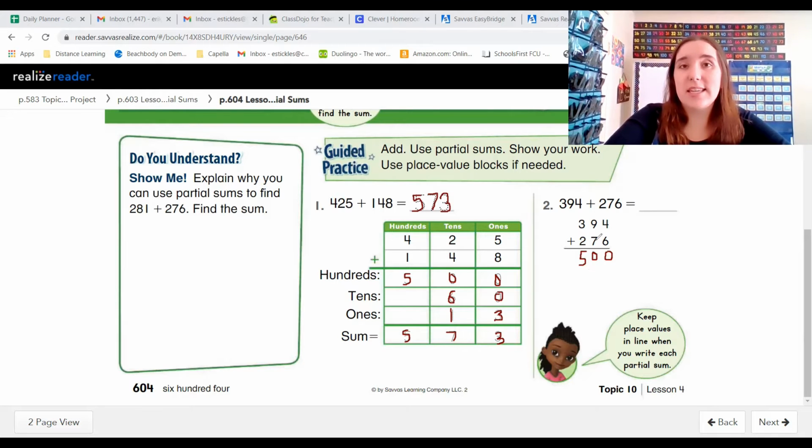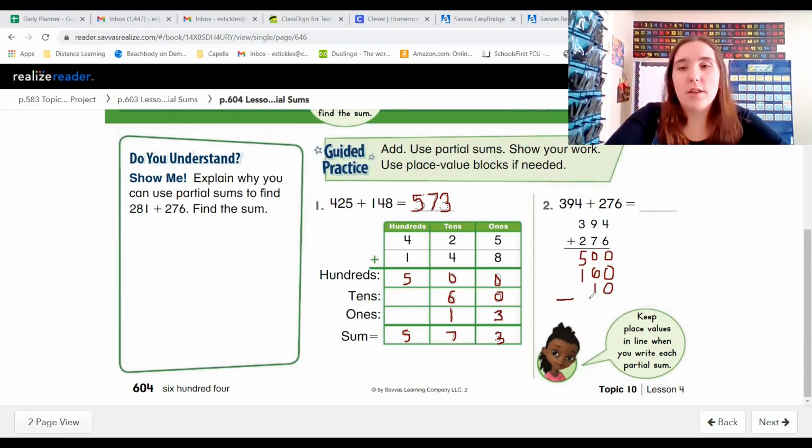16, so that's 16 tens, which is 160. So there's 100, 6 tens, and 0 ones in 160. And then we have 4 ones plus 6 ones. 4 plus 6 is 10, so 1 ten, 0 ones.